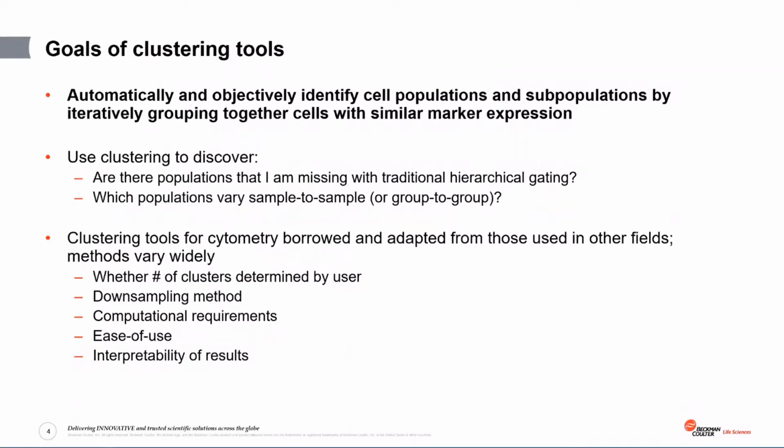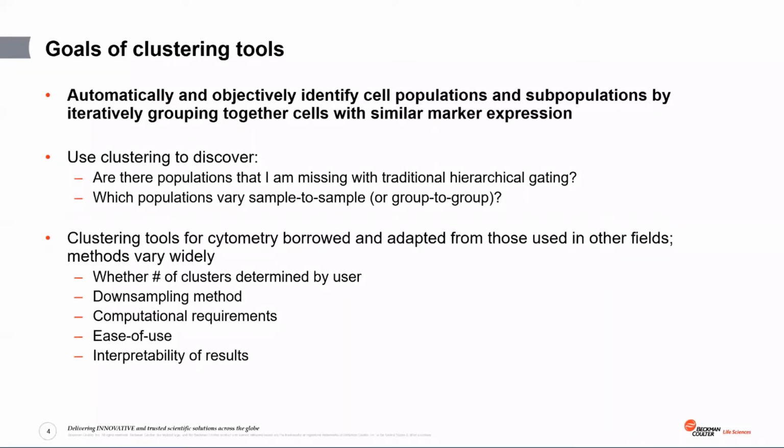FlowSOM is one of many clustering tools that are being used to analyze cytometry data. The overall goal of these tools is to automatically and objectively identify cell populations and subpopulations. This is done by iteratively grouping together cells with similar marker expression.